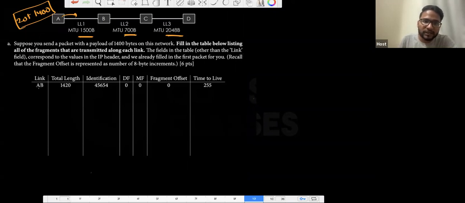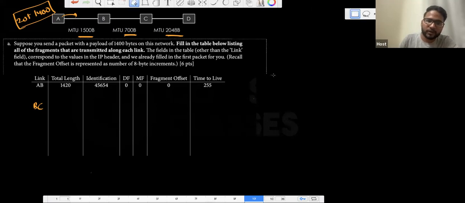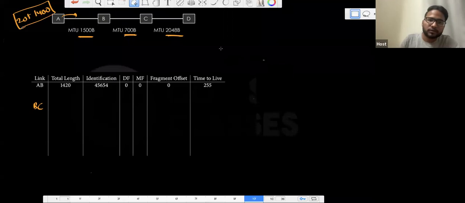The fields are given below. The link field is not in the IP header, but the other fields are in the IP header: the total length, the identification and these things. What they're saying is that at each link, the link AB, your packet is traveling. At BC there might be some fragmentation, because this is 700 and this is 1400. At BC, how many packets do you have? At maybe CD, how many packets do you have? That's what they're asking. You need to fill this in for each link. So let's solve this question. This is just an easy question. So see here.